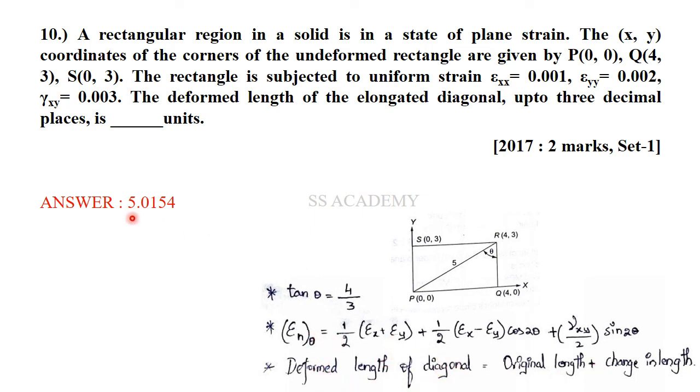As you can see, the answer comes out to be 5.0154, which is greater than 5, so it is being elongated. Remember, there is also a possibility of getting constricted, that is, it may reduce in size. So the change in length will have a negative sign. When you find this epsilon n theta, there may be a negative sign, and if you take the original length minus the change in length, you will get the diagonal length as less than 5.